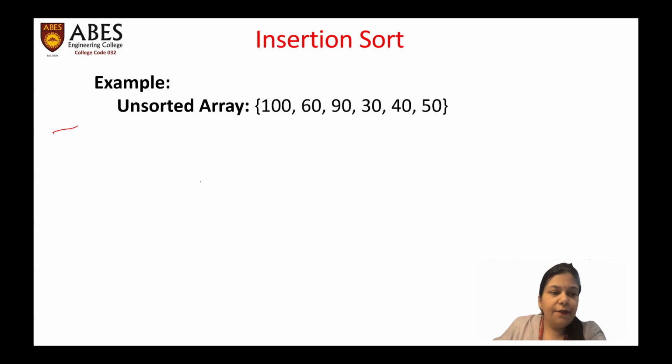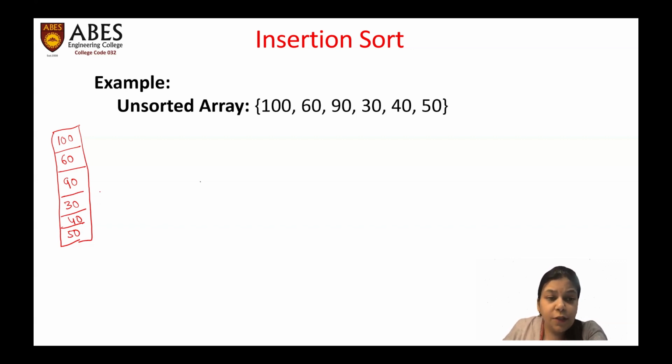Suppose we have an array with 6 elements. Let us just try to make this array. The elements of the array are 100, 60, 90, 30, 40, and 50. So the basic idea behind insertion sort is that at any point of time, the array will be divided into two parts. The first part is the sorted array, and the second part is the unsorted array.